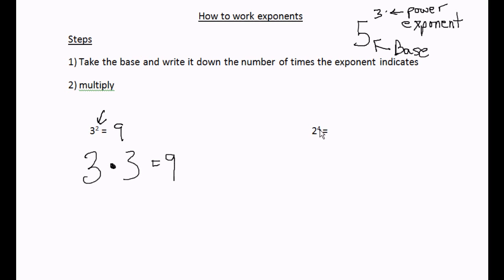2 to the fourth power. Step 1, take the base and write it down the number of times the exponent indicates. The base is 2. We're going to write it down the number of times the exponent says. The exponent says 4 times. Take 2, our base, and write it down 4 times. Step 2 is just multiply these all together. 2 times 2 is 4, times 2 is 8, times 2 is 16. 2 to the fourth equals 16.